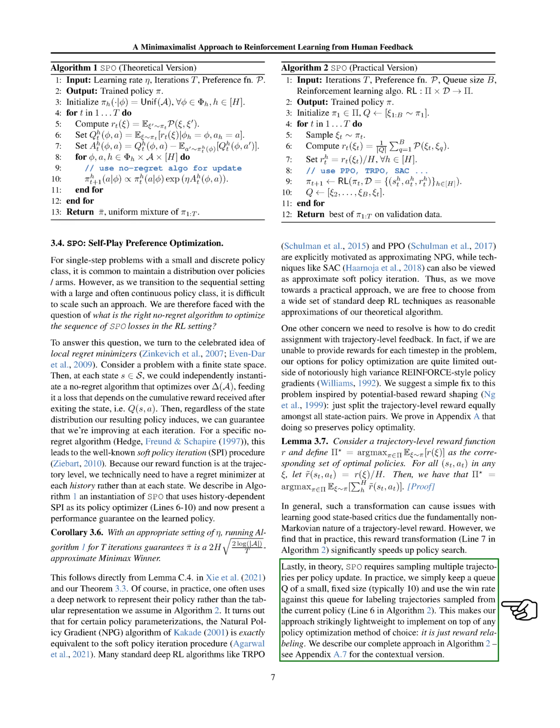In theory, SPO requires sampling multiple trajectories per policy update. In practice, we simply keep a queue of a small, fixed size and use the win rate against this queue for labeling trajectories sampled from the current policy. This makes our approach easy to implement on top of any policy optimization method of choice.